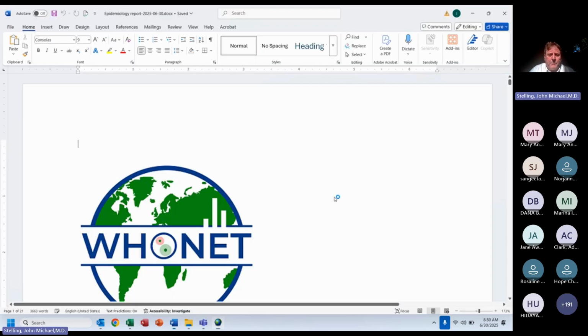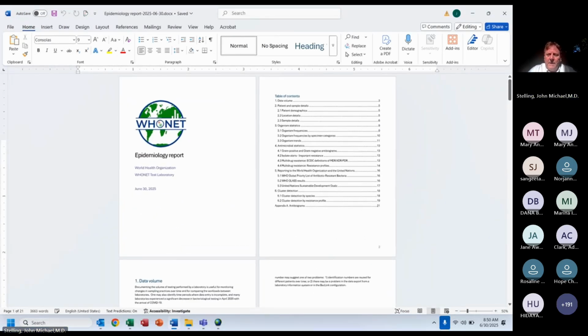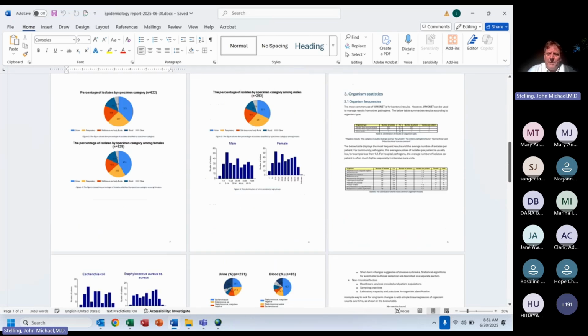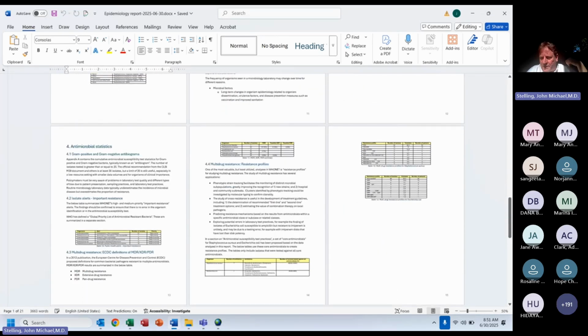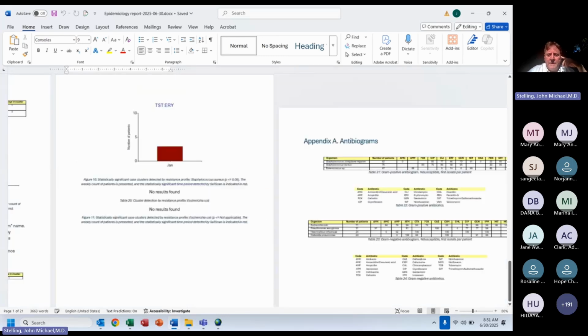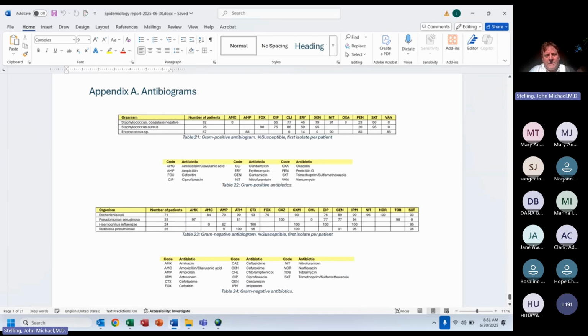Okay, so here's the Word report. First, I'm going to zoom out so you can see there's a lot of graphs and tables and figures and text that I will not talk about now. We talked about it in a different webinar. But the last page of this is the traditional antibiogram. Gram positive at the top, gram negative at the bottom with a legend. The same thing that I showed you on the screen. So we've offered this routine antibiogram for a number of years. I'm going to close out of this.